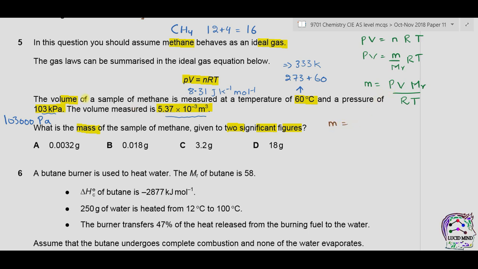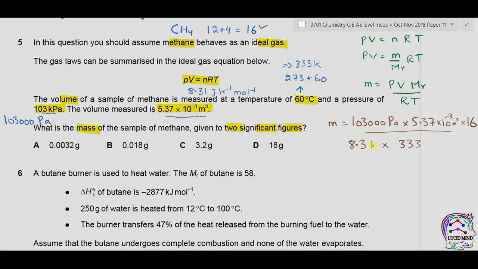Pressure is 103 kilopascals, so we can write 103,000 pascals into volume, which is 5.37 × 10^-3 meter cube, into molecular mass of methane, which is 16, divided by value of R, which is 8.31, and temperature, which is in Kelvin, 333.